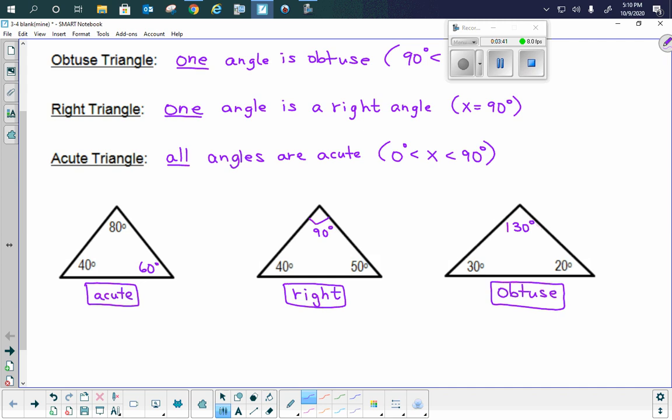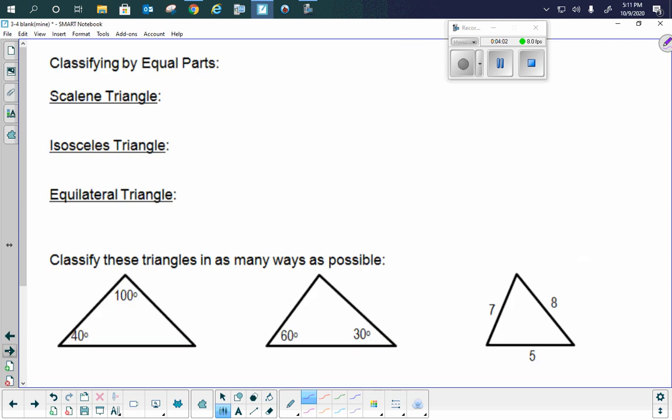Again, remember, look at these pictures. Okay, they almost all look exactly the same. Remember, we don't trust what the picture looks like. We trust the information that's given to us. Okay, we got to keep emphasizing that. All right, so that's based on angle size. Now if we base it more on sides and kind of equal parts, if you will, then here we go. We've got 3 more words to think about.